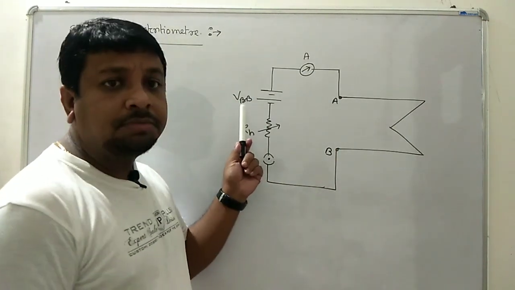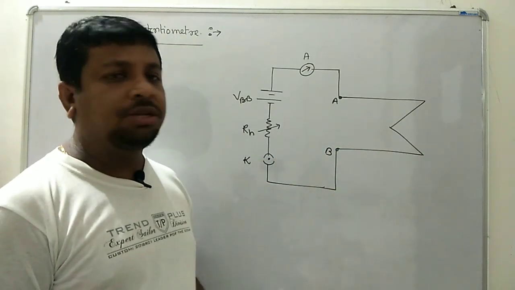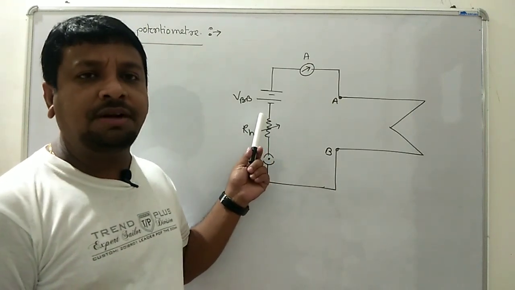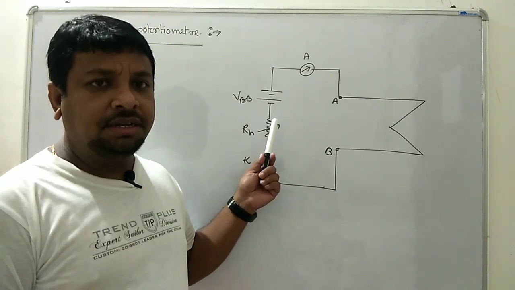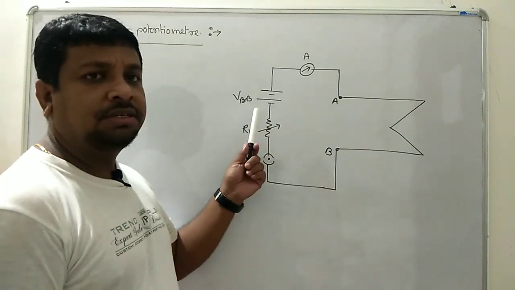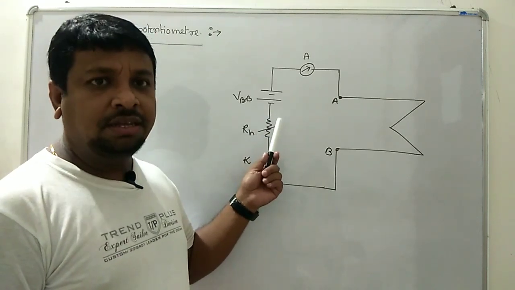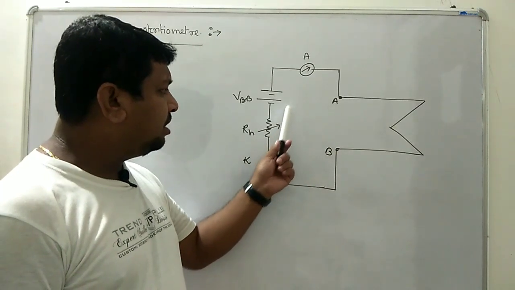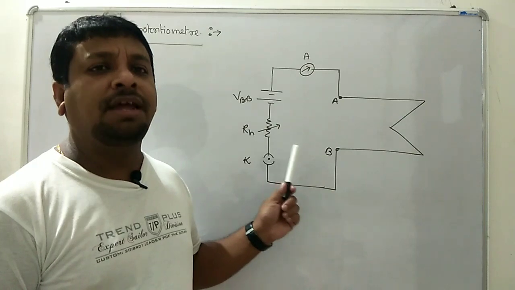Here this cell, that means this battery, supplies the current in the electric circuit. Therefore, this cell is known as the driver cell or provider cell. It is used to operate the potentiometer circuit, so it is known as the operating cell or operating battery. The circuit in which the eliminator, battery, rheostat and key are connected is known as the provider circuit or supplier circuit.